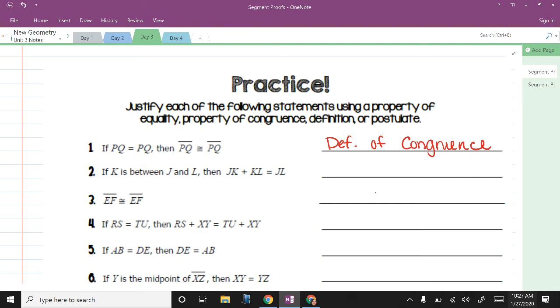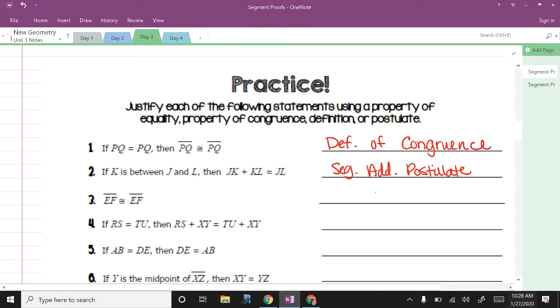All right. Number 2 says, if K is between points J and L, then the length of JK plus the length of KL equals the length of JL. What says that? Is this a midpoint? No, because it didn't say anything about them being congruent lengths or midpoint, right? So this is segment addition postulate. Very good. Segment addition postulate. And I'm okay if you abbreviate as long as I know what you're talking about. Postulate. And I'm trying to spell postulate and I can't. There we go.